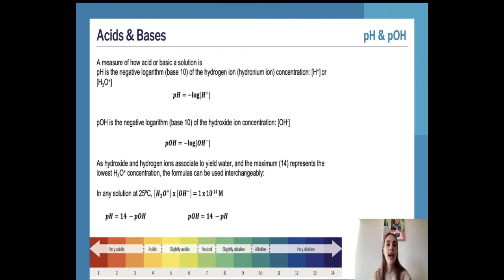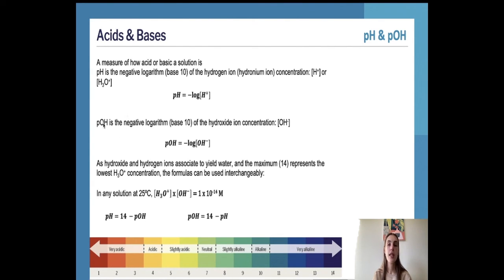So when we look at the pH scale, pH is a measure of how acidic or basic a solution is. And so pH is the negative logarithm, in base 10, of the hydrogen ion or hydronium ion concentration. So we can consider it to be pH equals the negative log of the concentration of H+, or pH equals the negative log of the concentration of H3O+.